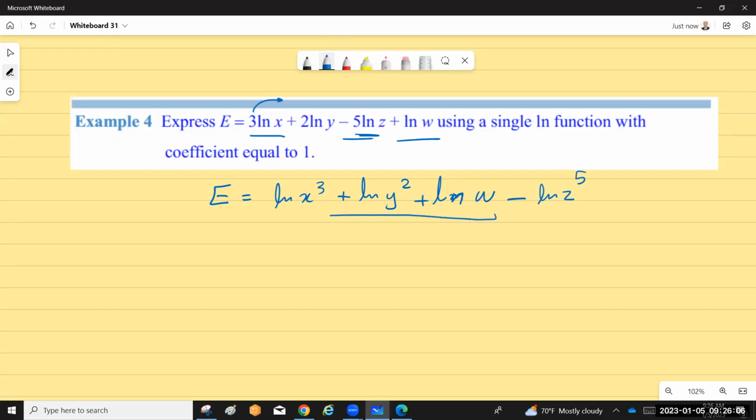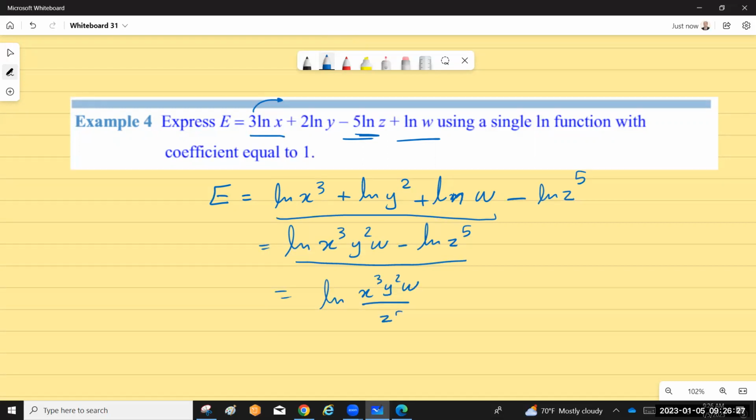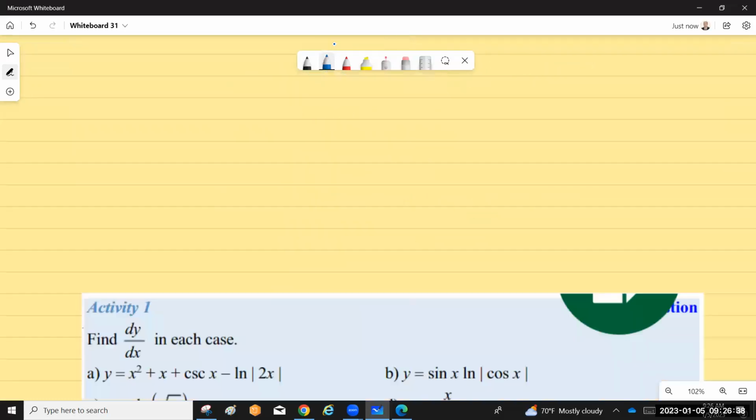The first three terms, len plus len plus len, you can just write as only one len and multiply them all: len x cubed y squared w, minus len z power 5. And now I have len minus len, which can be written as len of the division: len x cubed y squared w over z power 5. Now I wrote this expression including four terms as a single logarithm function. Its coefficient is 1.